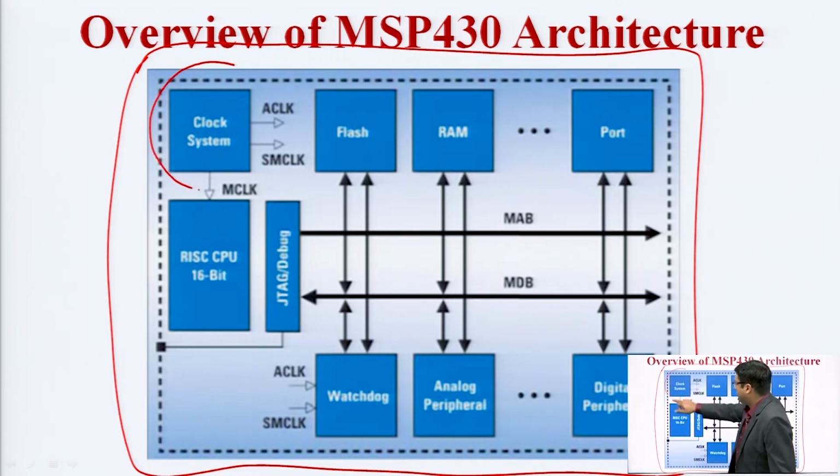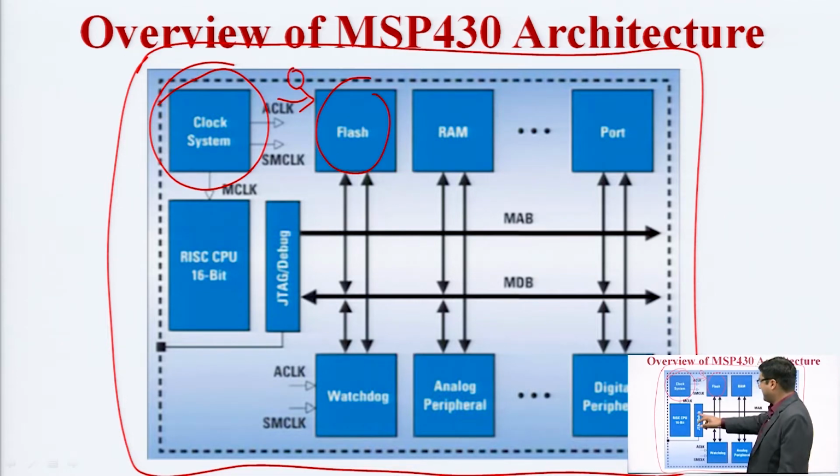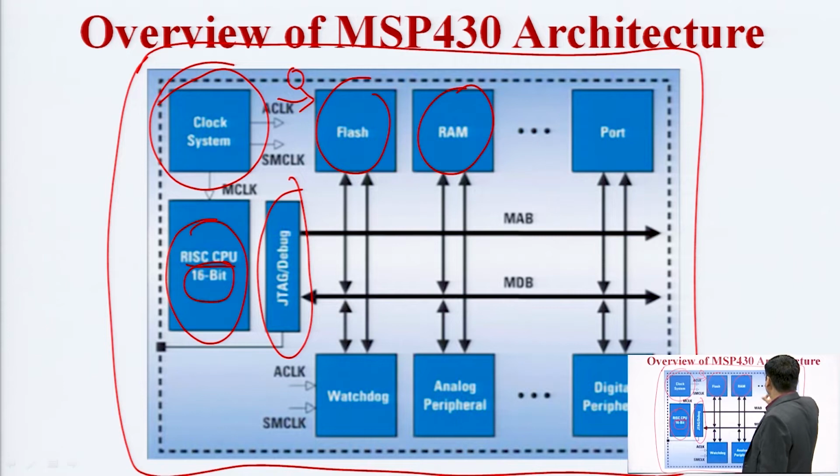There is a flexible clock system. Flexible clock system means that if we do not want to use the flash memory or CPU, then that particular clock will be in the 0 state. It will not supply anything. It has a RISC CPU, a 16-bit processor. We have seen that this microcontroller is basically 16-bit. It means that it will work on 16 bits of data at a time. It has a JTAG or debug interface to verify or debug our system. It has a RAM memory and it has ports.